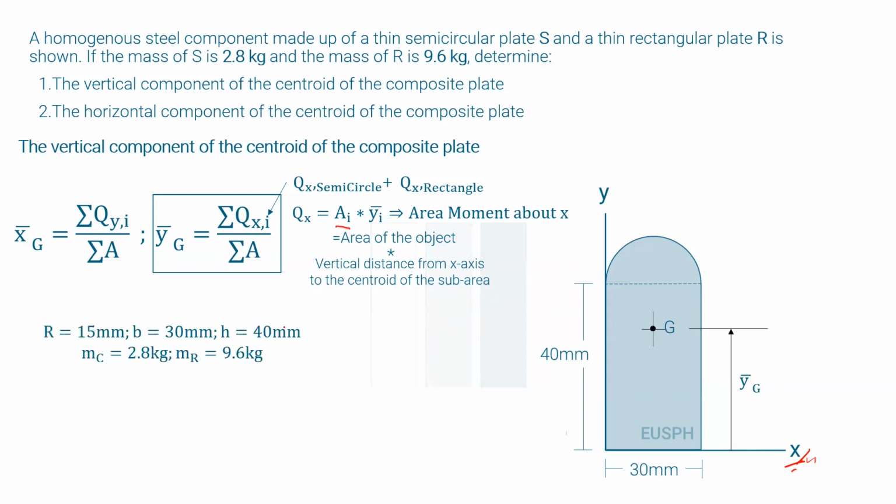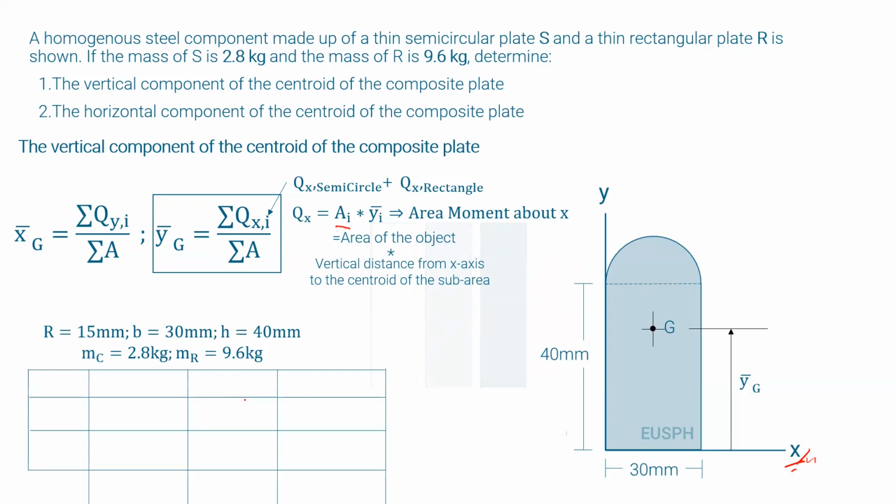So let me just list the given. Tapos, useful po, no, sa pag-compute ng centroid ng composite elements, yung paggawa ng table. Yan. So ano po yung nakalagay sa table? Of course, yung ating mga sub-elements or yung objects, which for this case, yung R at yung S, rectangle, semicircle. Tapos, kailangan rin po meron tayong area ng ating sub-elements, so A sub I, and then yung Y bar I natin. So makikita nyo po itong A sub I at yung Y bar I na yan.